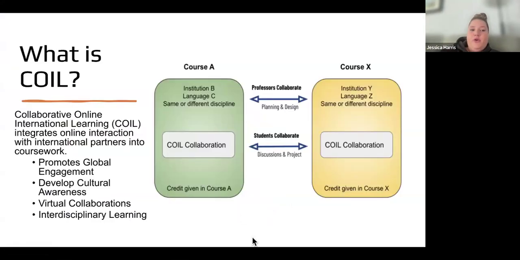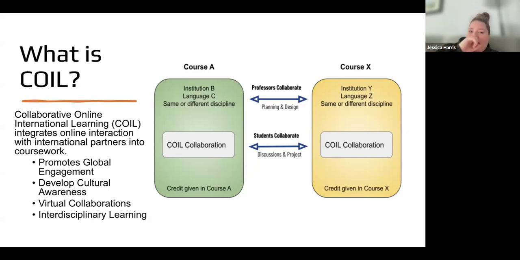So what is COIL? COIL is known as Collaborative Online International Learning. It integrates online interaction with international partners and incorporates that into coursework. It's also a pedagogy that helps to create an environment and foster the development of intercultural competence, skills, and also really helps with technology connecting classrooms in two distinct geographical locations.